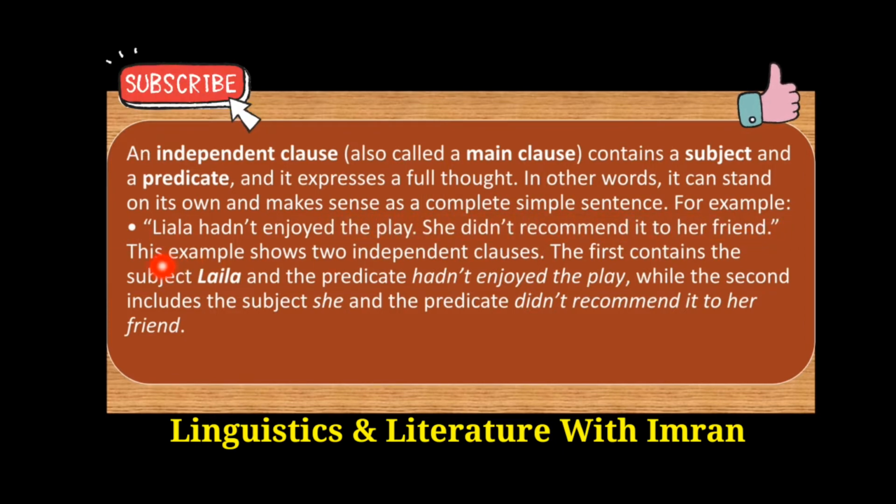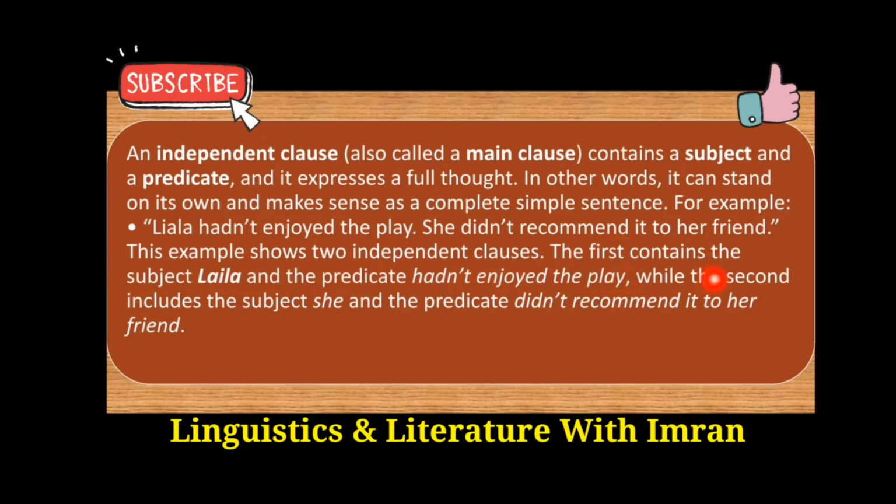For example, Leila hadn't enjoyed the play. So it is one clause, called an independent clause, and it can stand alone and it gives us a complete sense or a complete thought. She didn't recommend it to her friend. We have another clause. It is also an independent clause because it also expresses a full thought. So this example shows two independent clauses.